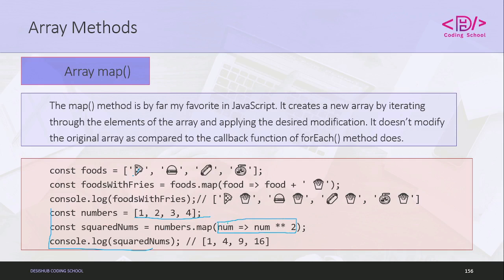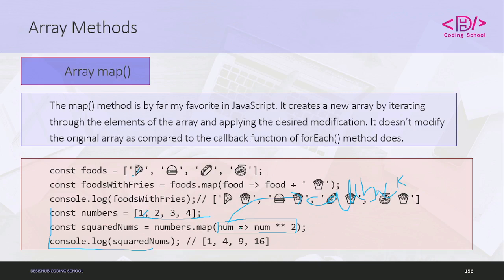This one, this is the callback. And what do they say? The callback. So the callback function takes in the current element, or it has access to this item. Okay, it has access to this item.